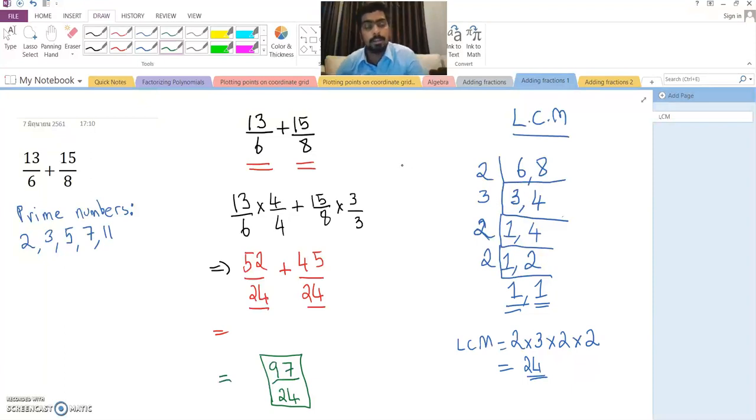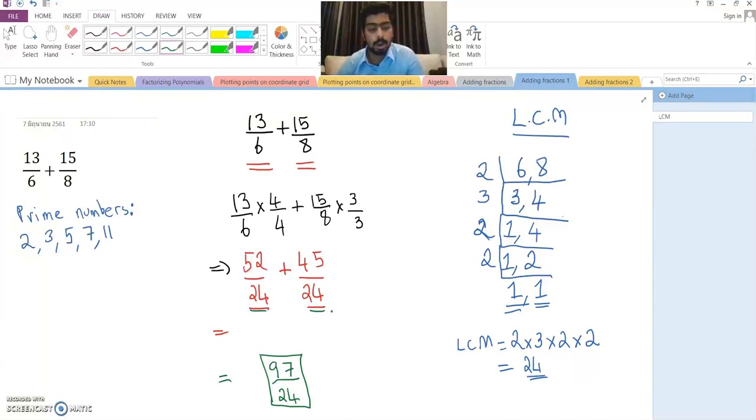And then we had to make the denominators 24. In order to do that, we took 24 and divided by the denominator. 24 divided by 6 gave us 4. And 24 divided by 8 gave us 3. So we multiplied the first fraction by 4 and we multiplied the second fraction by 3. Once we did that, we multiplied the numerators and then the denominators. 13 times 4 gave us 52. 15 times 3 gave us 45. And of course the denominators will be the LCM, which is 24. 6 times 4, 24, and 8 times 3, 24.